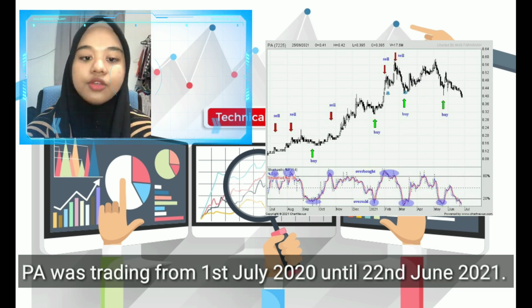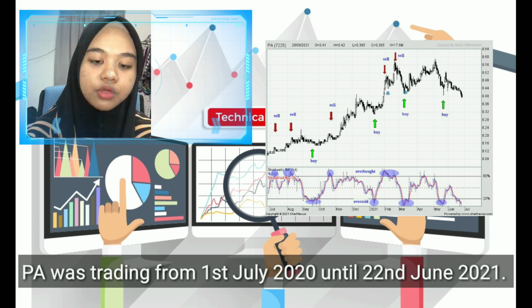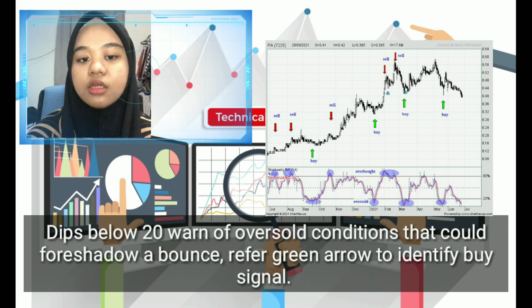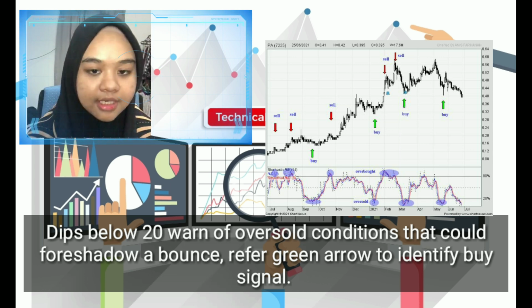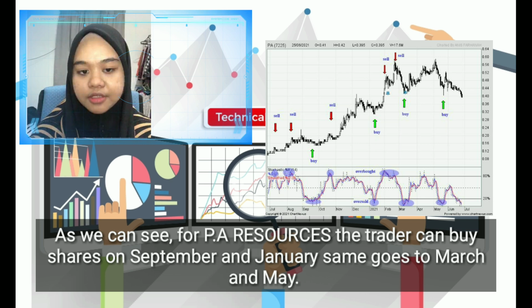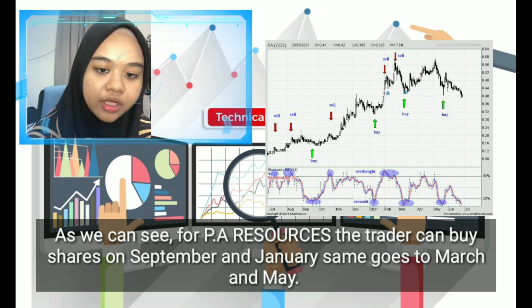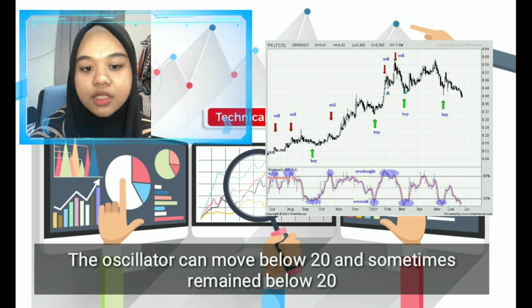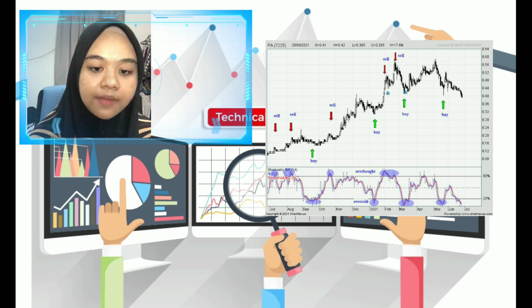PA Resources was trading from 1st July 2020 until June 2021, and dips below 20 of oversold condition that could foreshadow a bounce. Refer to the green arrow to identify the buy signal. As we can see, for PA Resources, the trader can buy shares in September and January, and the same goes for March and May. The oscillator can move below 20 and sometimes remain below 20.